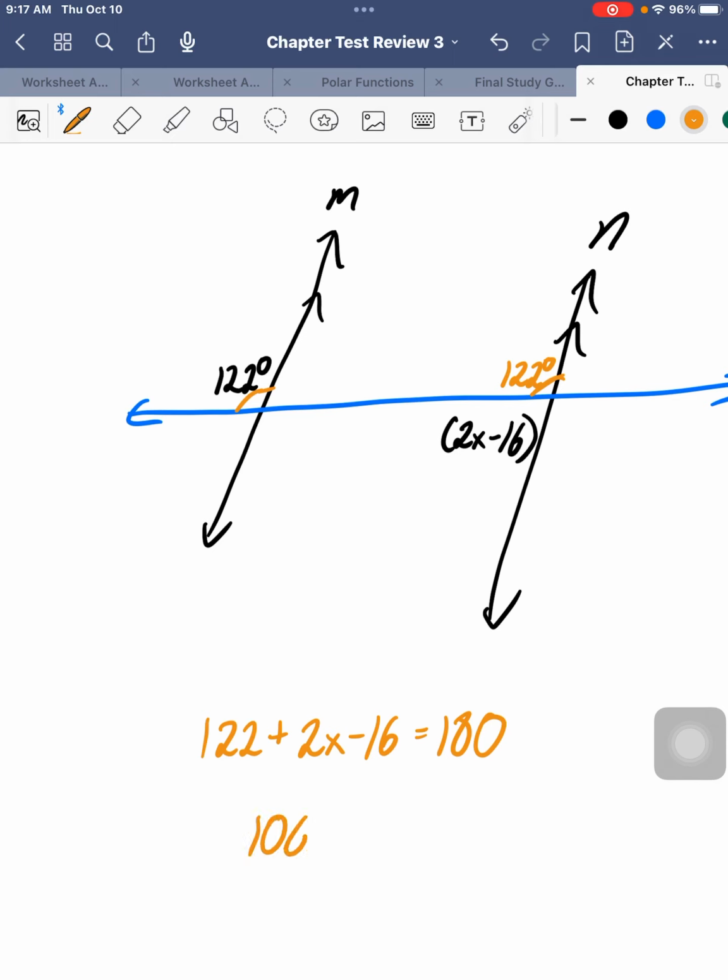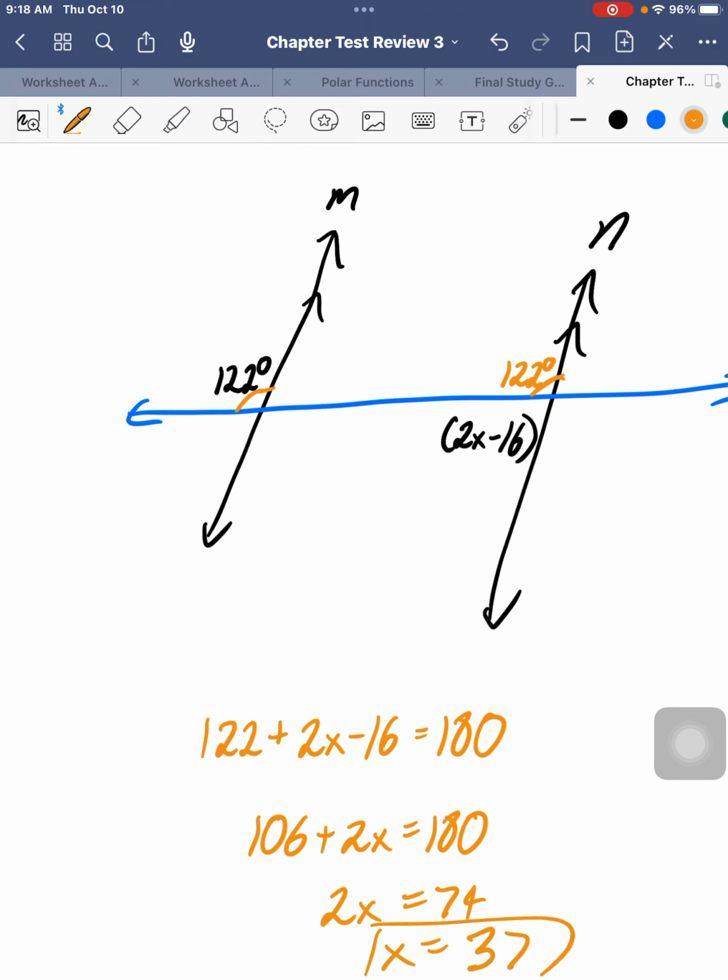Okay, 106 plus 2x equals 180. 2x equals 74. And now x is equal to what? 37. 37, perfect. So that's how you go about doing this, guys. That's how you find 188.